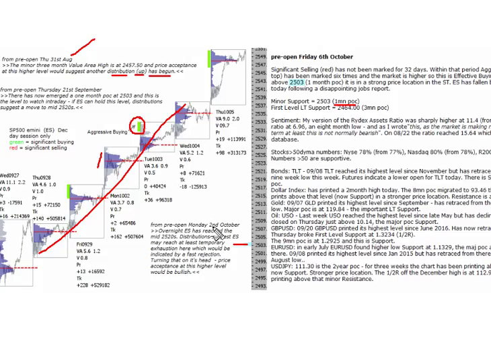I wrote on the 2nd of October that the E-mini had reached a target which I had set at 20 within the mid 2520s. That was discussed back on the 21st of September, and I said that distributions suggest that the E-mini may reach at least a temporary exhaustion here, which would be an indication of a fast rejection, so we'd be talking about this kind of level here. But I also said that turning that on its head, price acceptance at this higher level would be bullish.